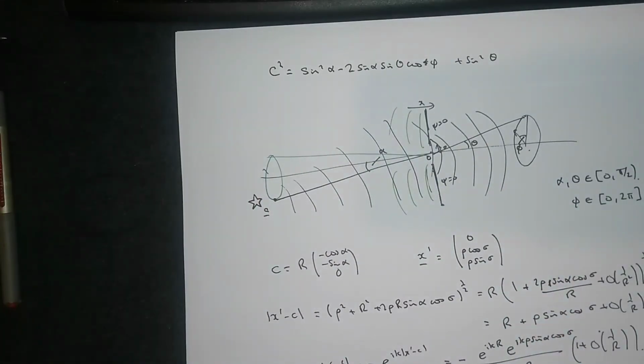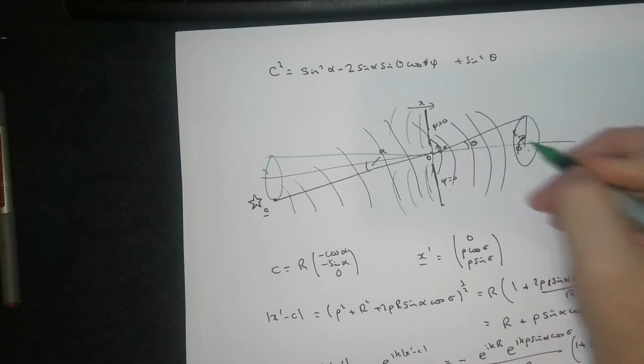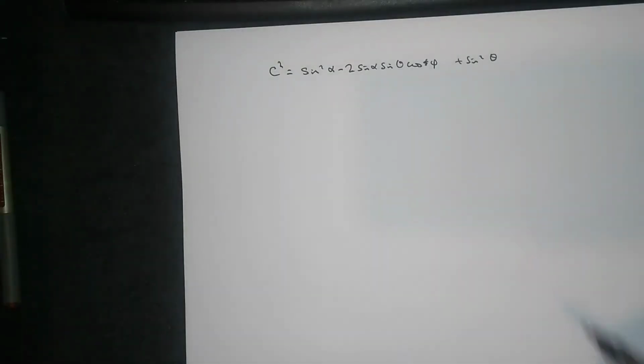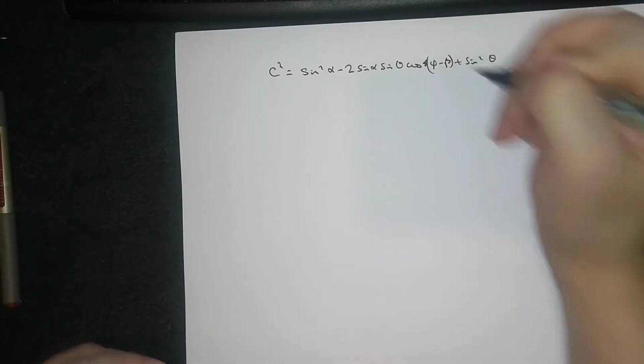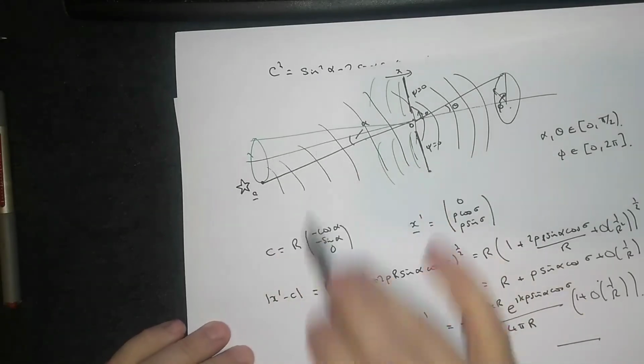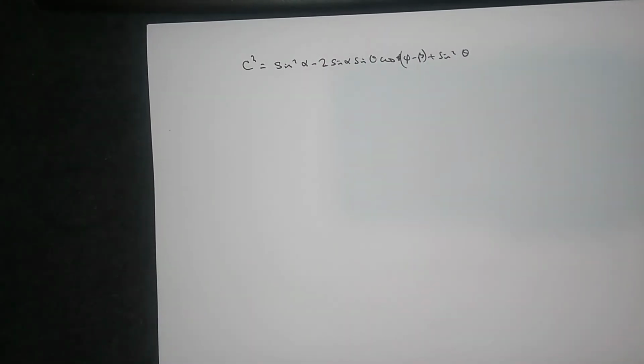rotate the whole system around. Alpha doesn't change, but what does change is phi. If I rotate this by angle beta, this changes by an angle beta, so we'll do that. That will allow me to consider two different light sources, not necessarily in the same plane. So you get this formula in that case.